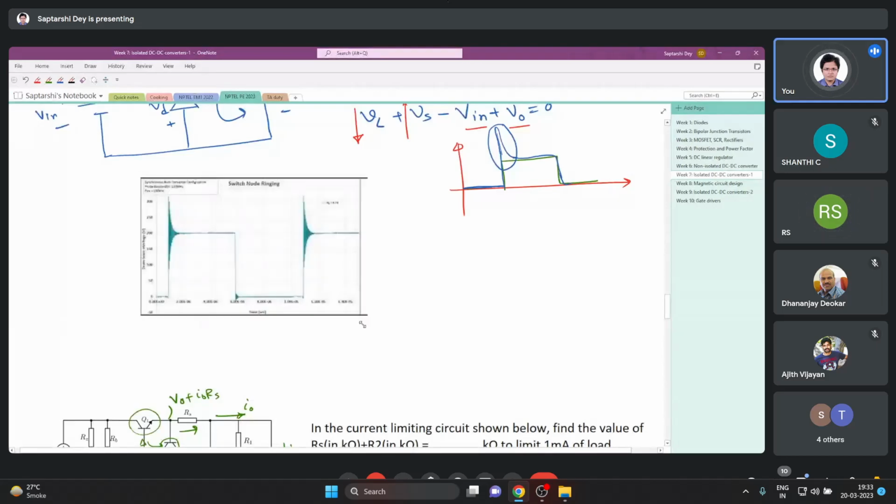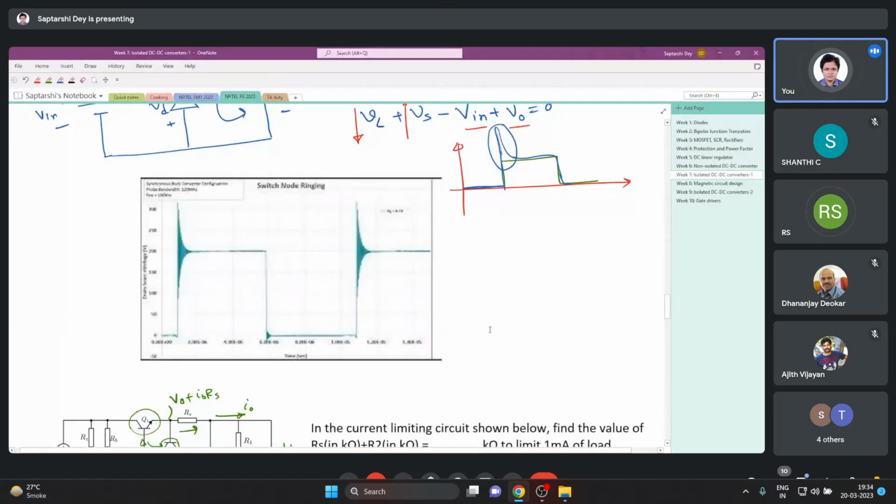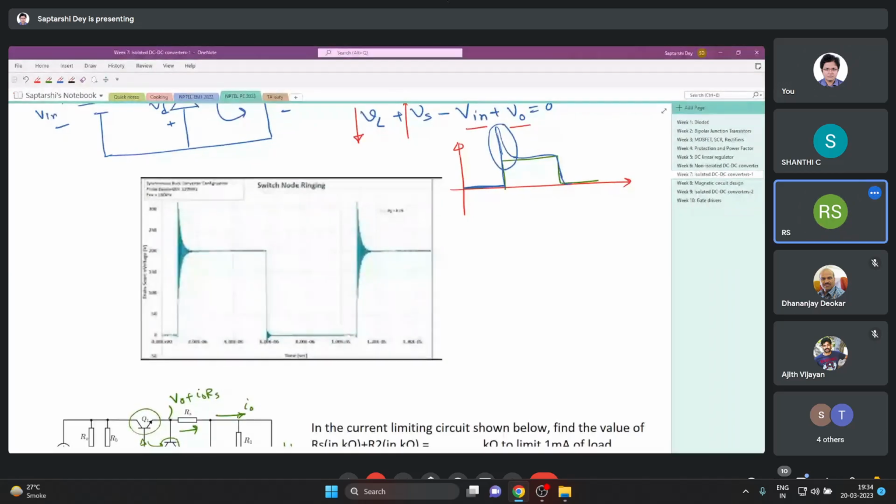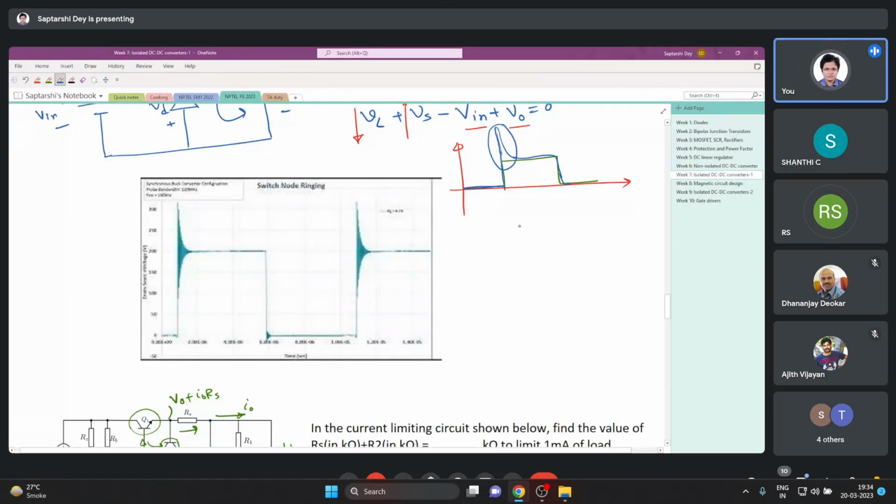I don't know for what converter they have made it. Can you see this blue colored waveform? Something like this will happen. This ringing comes due to stray inductances in the switch leads and all. But we will not see this ringing, right, sir? You will get to see it because of the switch construction.